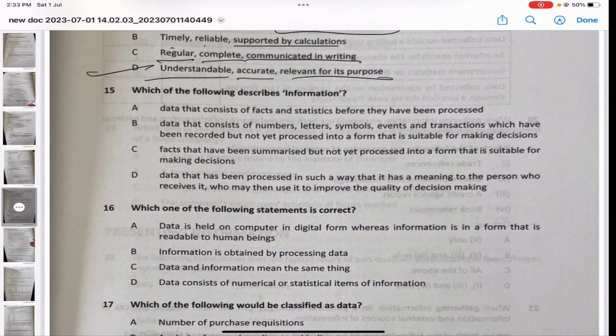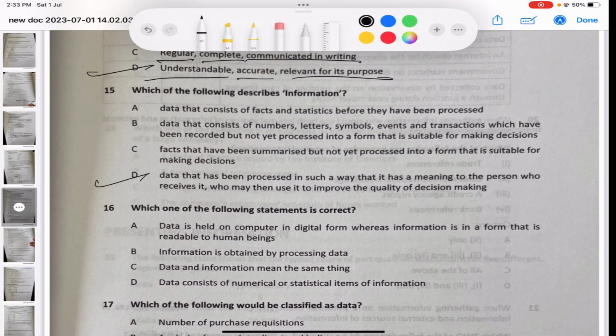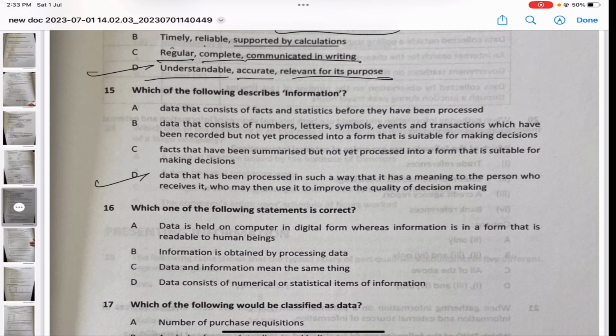Which of the following describes information? Data that consists of facts and statistics before they have been processed. So that is data and that is not information. Data that consists of numbers, letters, okay, data is in, okay. D is my answer. I'm not going to discuss it further. Very simple, read it by yourself.